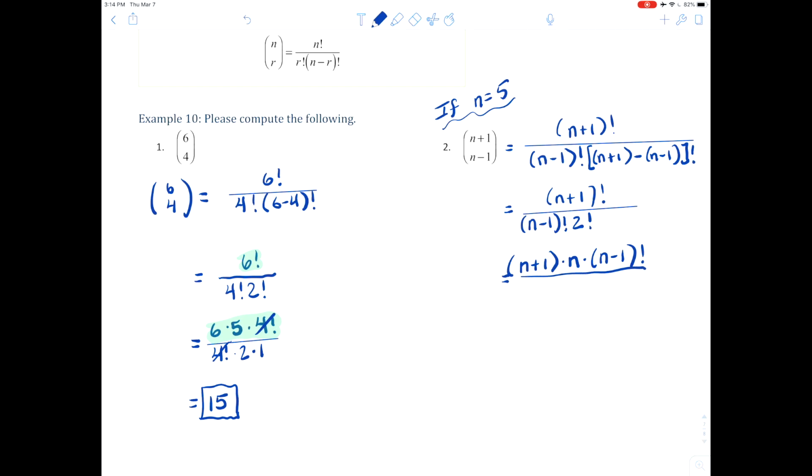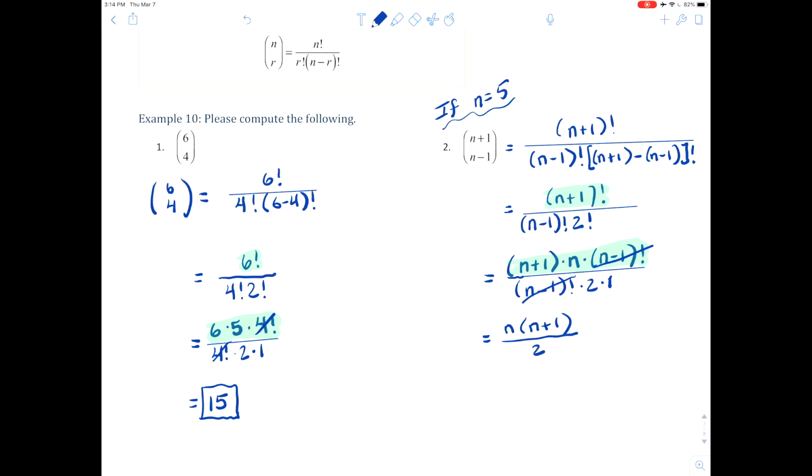All over, you move that equal sign over, all over n minus 1 factorial times 2 times 1. So n plus 1 factorial, I rewrote like this. And so now we're going to be able to divide out the factorials, and we'll end up with n times n plus 1 over 2.